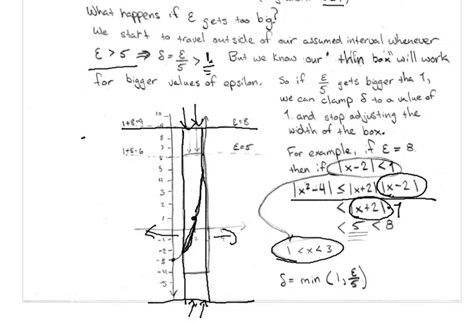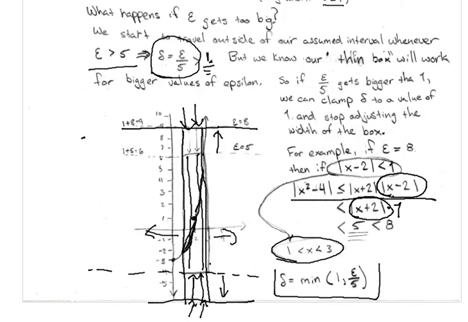So even though epsilon is bigger than 5, here is 5 below that, we don't care. And then as epsilon starts to get smaller, that's when our epsilon over 5 would start to kick in, and we would have to start adjusting the width of our box down. So that's where this comes from: our delta equals the minimum of 1 and epsilon over 5.